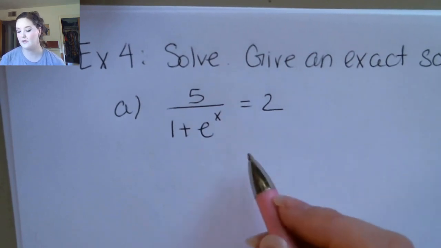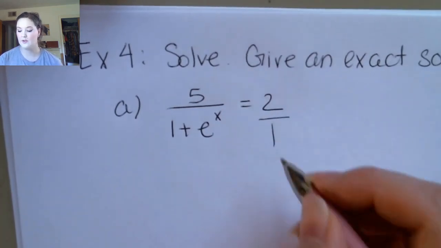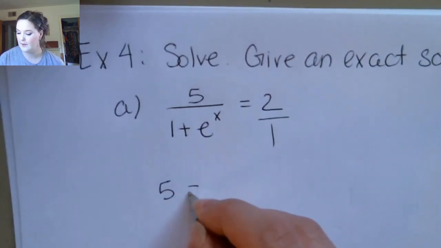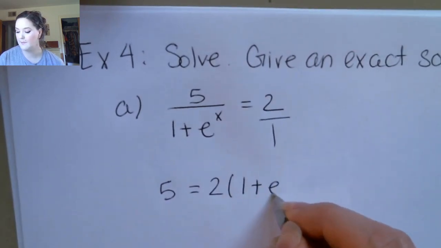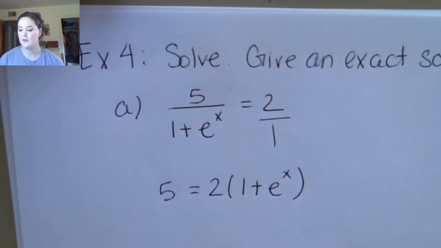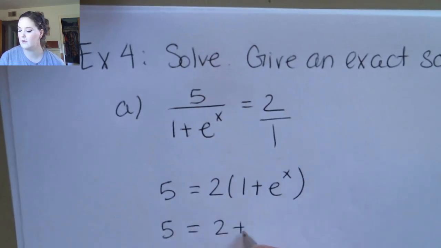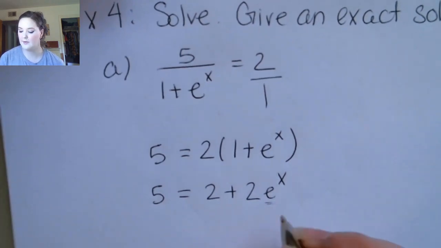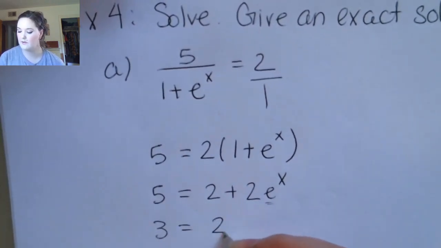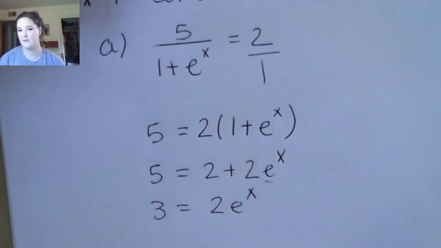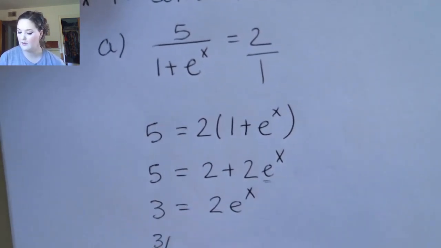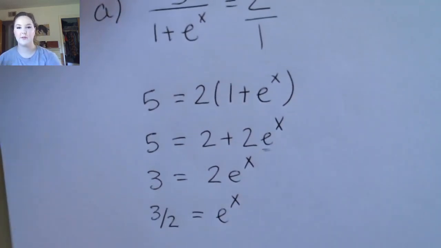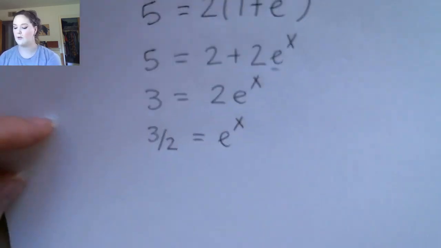The first thing we're going to do is just use our normal technique and do some cross multiplication. We're going to multiply that out, and now we're going to isolate the exponential. So we're going to subtract 2 from both sides, and then we're going to divide both sides by 2. And now to get rid of the e to the x, we're going to take the natural log of both sides.